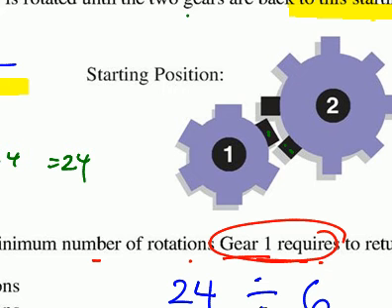By the way, if I said gear 2 requires how many rotations, how many would there be? Yes?